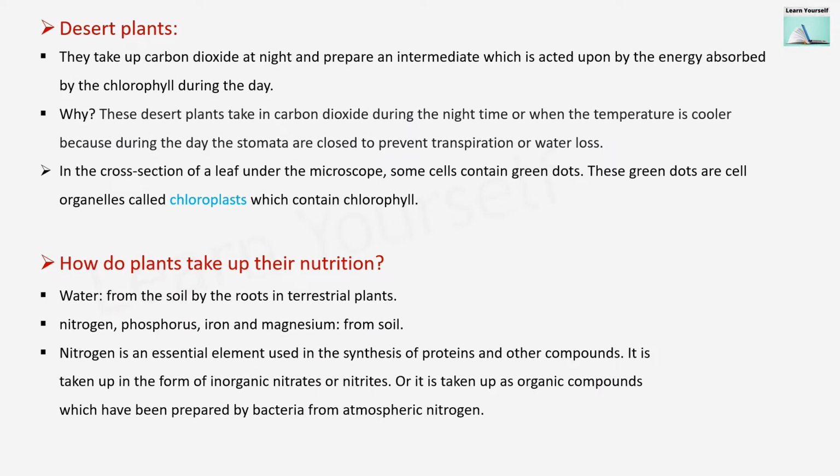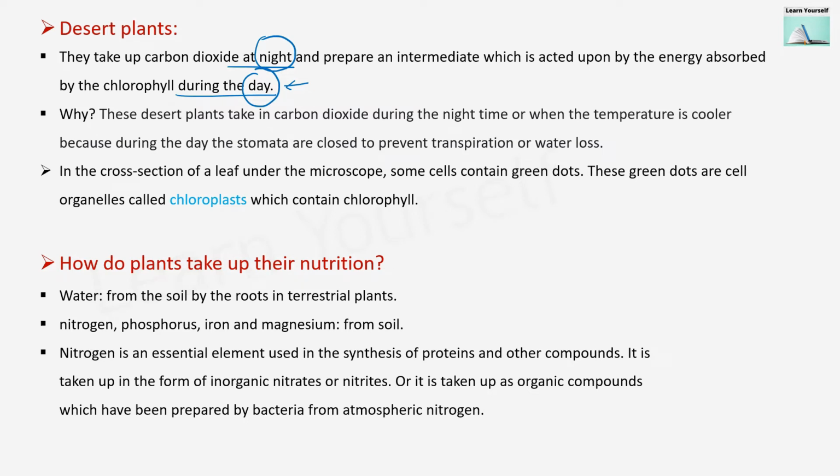Now let us learn some specific things about desert plants. They take up carbon dioxide at night and prepare an intermediate which is acted upon by the energy absorbed by chlorophyll during the day. Chlorophyll absorbs energy during the day, but the carbon dioxide is absorbed at night. So they absorb the carbon dioxide at night, keep it to themselves, and then the second step happens in the day. That is why, as we discussed in the previous slide, all three steps of photosynthesis do not happen one after another. They happen as and when required.